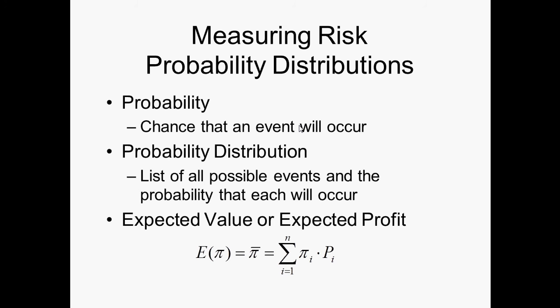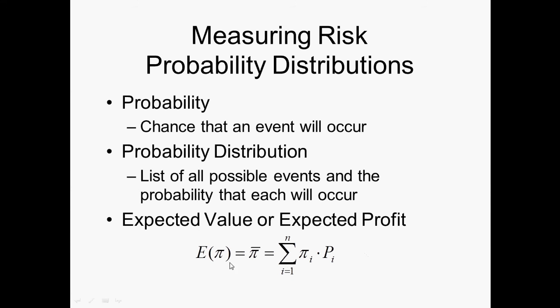Okay, so we'll start by talking about measuring risk. Think of risk as a probability distribution. There are a lot of different outcomes that might occur, and the probability that different outcomes will occur is distributed over the different outcomes. The probability is the chance that an event will occur. The distribution is a list of all the possible events with the probability that each will occur.